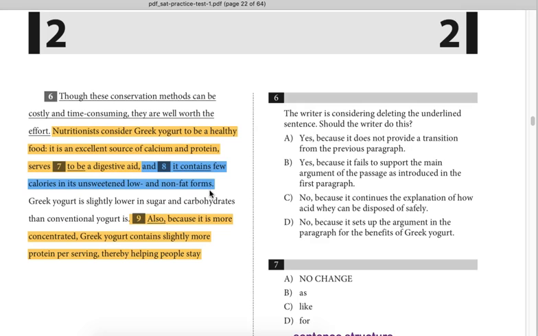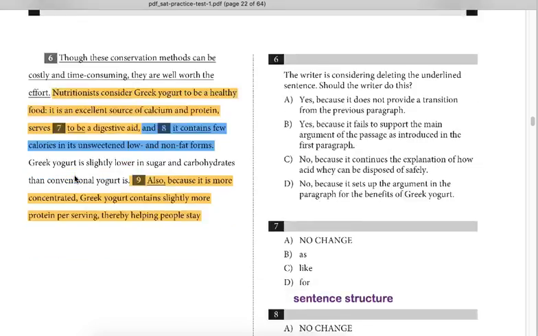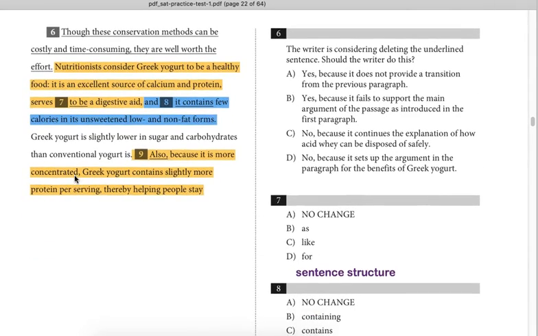That's what I'm focusing on in this brief video, because they're all through the exams. Let's take a look at what we're going to look at next. Okay, number 7. So nutritionists consider Greek yogurt to be a healthy food. It is an excellent source of calcium and protein. Serves to be a digestive aid.